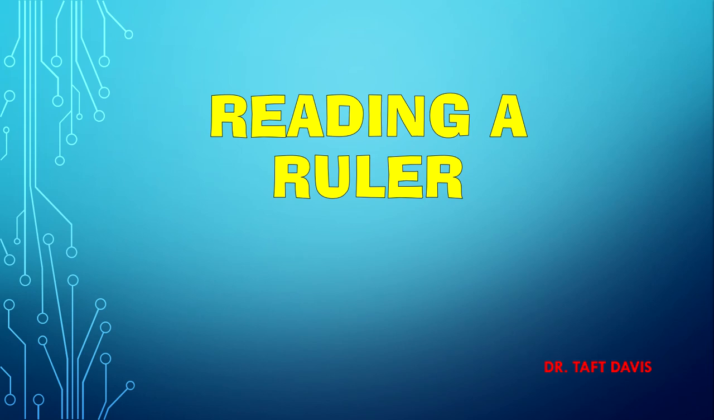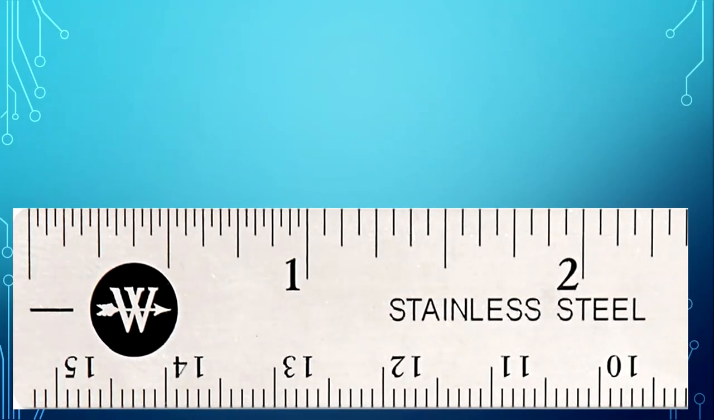Right now we're going to be looking at reading a ruler. We're starting our measurement section here. So I've got this first 2 3/8 of an inch of a ruler, just so we can see the marks on it a little bit better.